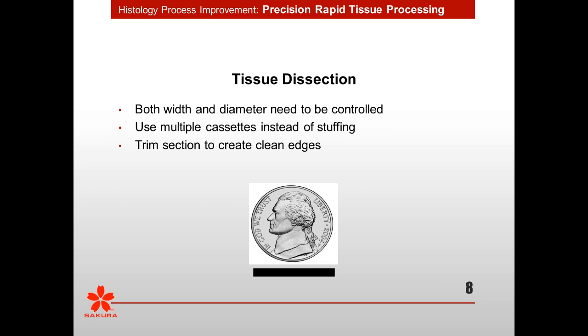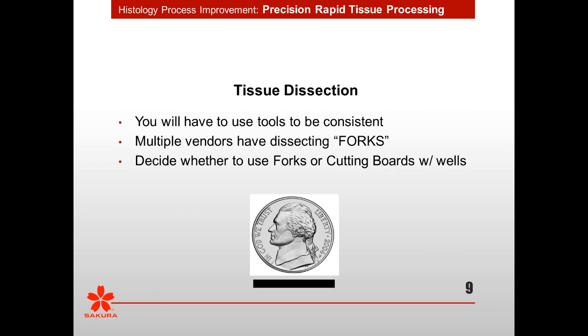And then you want to trim your sections to create clean edges. That helps you in microtomy. It helps you in embedding. Helps you identify what you have to do at embedding and microtomy to make sure you get full sections and can be as efficient as possible. Well, it helps you reduce down your recuts. You'll have to use some tools to be consistent. And again, we're talking about 30% of the time you'll use some tools. There are multiple vendors out there with dissecting forks or tools.